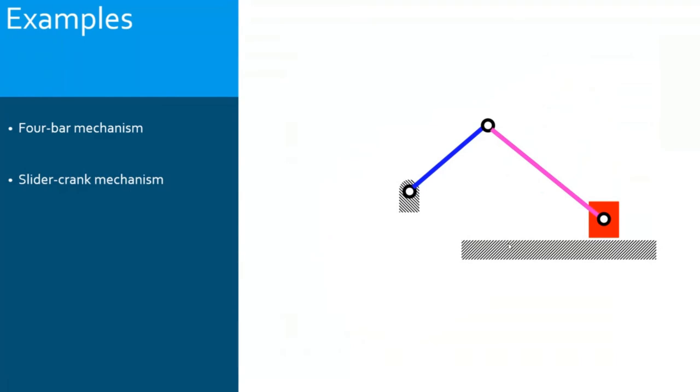In the slider crank mechanism, we have the ground, and we have two bars, so one will rotate relatively to the ground. Here it's a kind of four bar mechanism, but we change one binary link, or one bar, by a slider. So we have just one link that is translating relative to the ground.